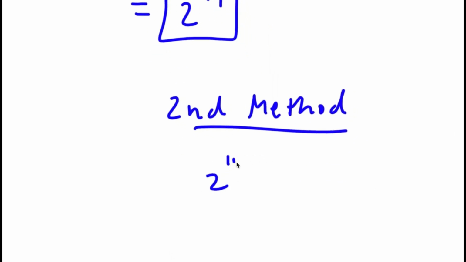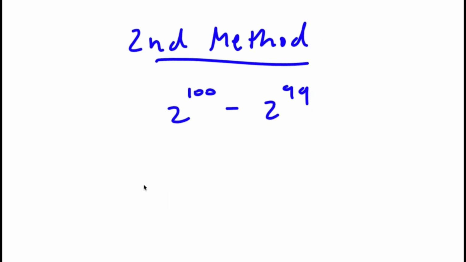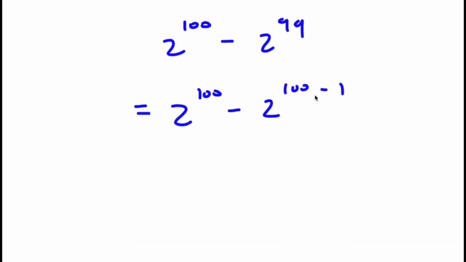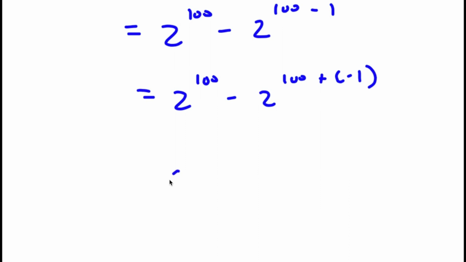So my problem was 2 to the power of 100 minus 2 to the power of 99. However, this time, instead of changing 100 to 99 plus 1, I'm going to change 99 here to 100 minus 1. So now I have 2 to the power of 100 minus 2 to the power of 100 minus 1. Now I can rewrite this as 2 to the power of 100 minus 2 to the power of 100 plus negative 1. And remember, if I have something in the form a to the power of m plus n, this is equal to a to the power of m times a to the power of n.